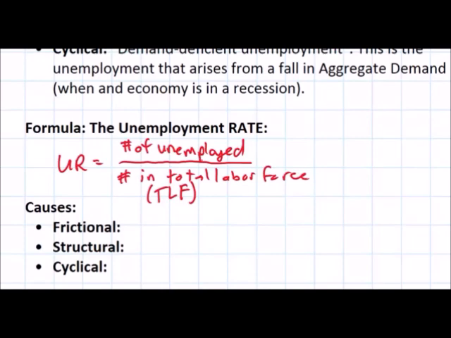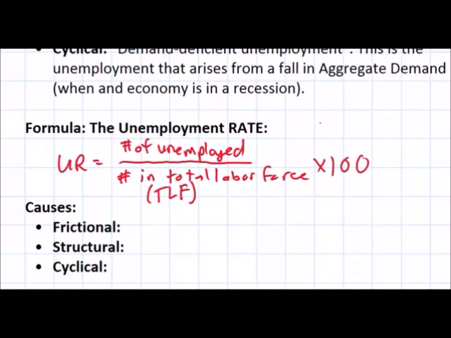In other words, university students, older high school students, and individuals who are not actively looking for jobs or not actually employed are not part of the labor force. So once we divide the number of unemployed by the number in the total labor force, we multiply this by 100, and that gives us the unemployment rate, or the percentage of the total labor force that is at any given time unemployed.